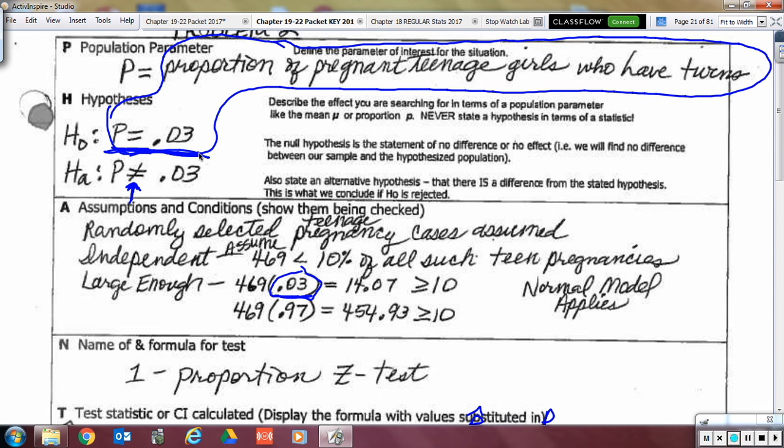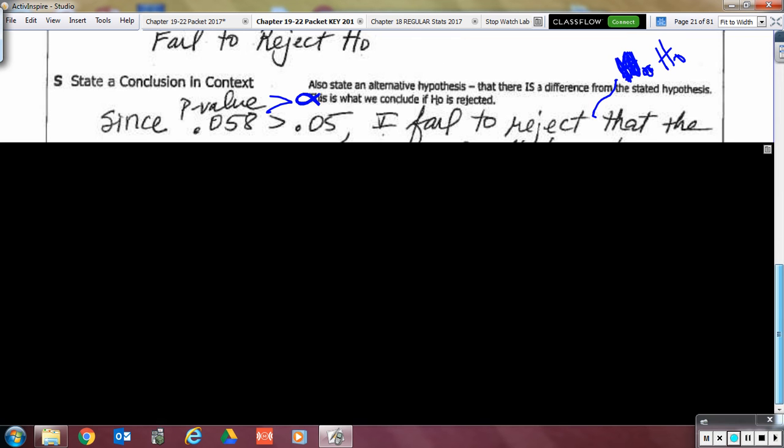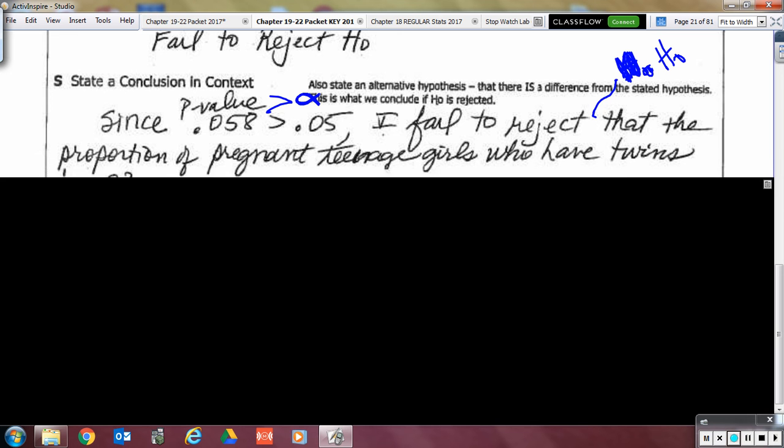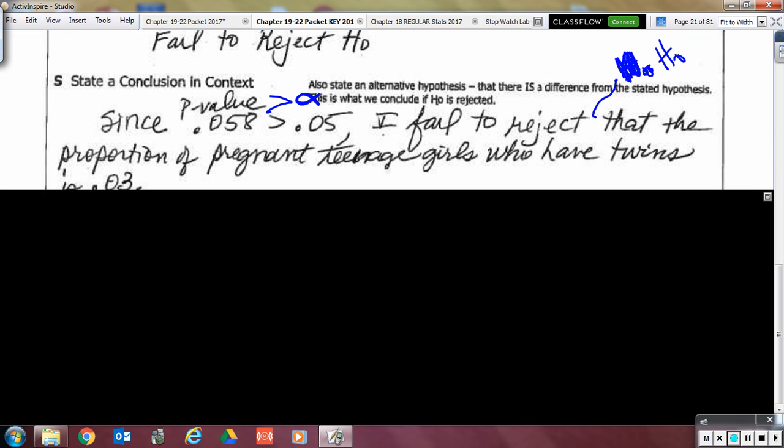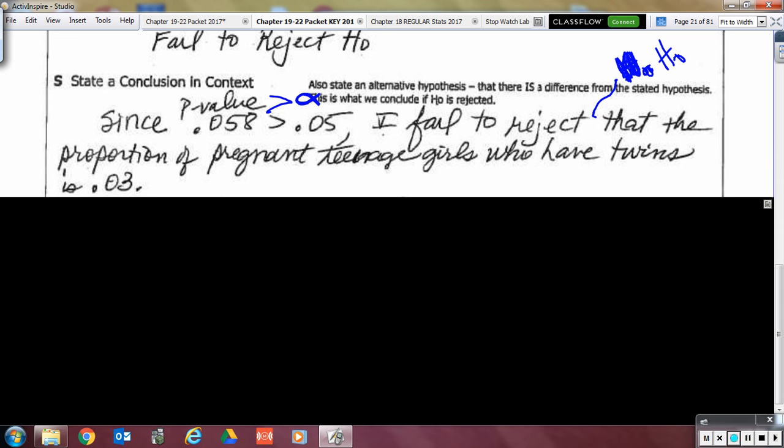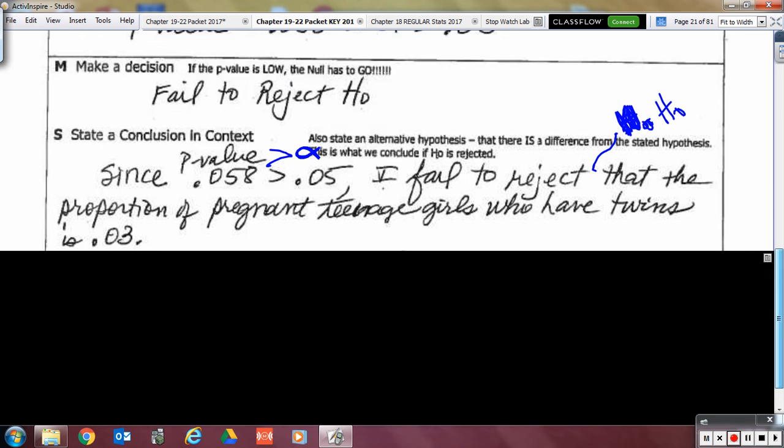So I go directly up there to the top and look straight at that and rewrite it instead of the symbol H0. And so that's how I have done my conclusion here. I failed to reject that the proportion of pregnant teenage girls who have twins is 0.03. And then there's one more thing I say. It's about whether I have evidence or do not have evidence of the alternative. It's the statement about the alternative. So let's talk about it.